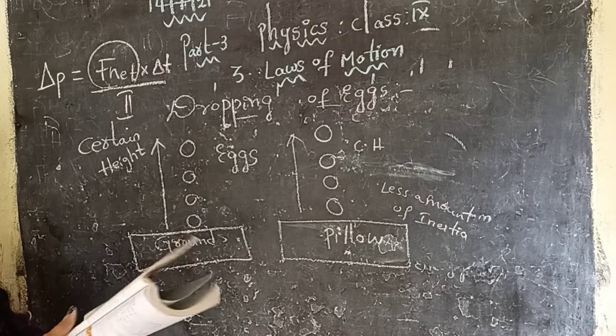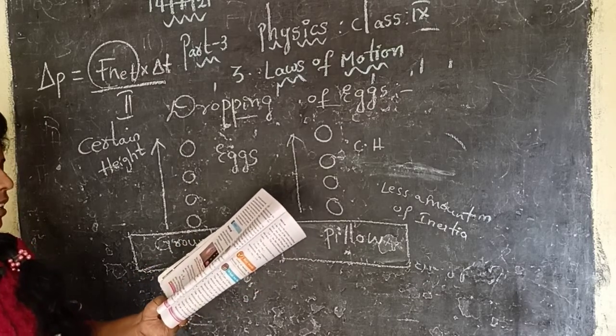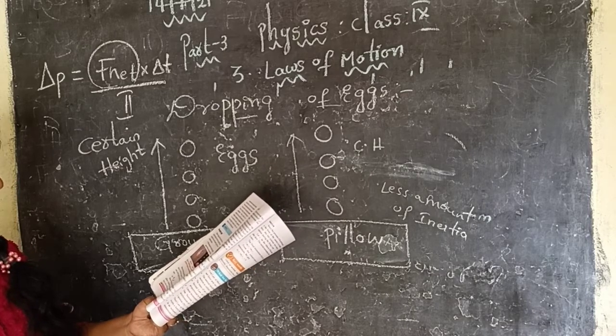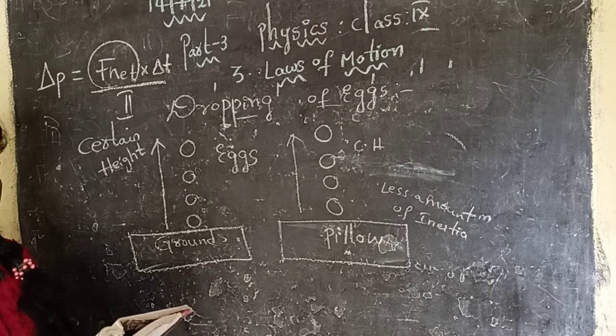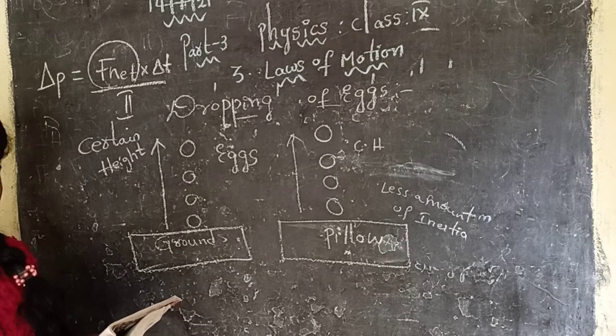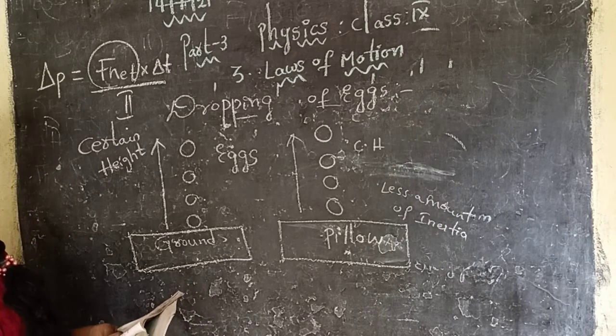When we drop the egg on a cushioned pillow, it does not break because a smaller force acts on the egg for a longer time duration. Even if the delta P is the same in both cases, the magnitude of the net force acting on the egg determines whether the egg will break or not.